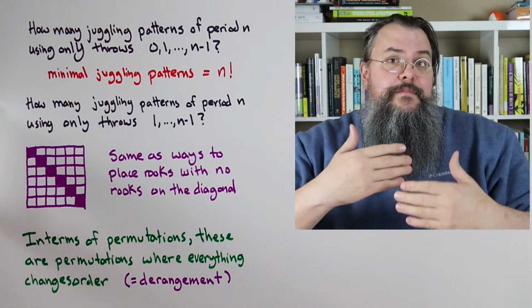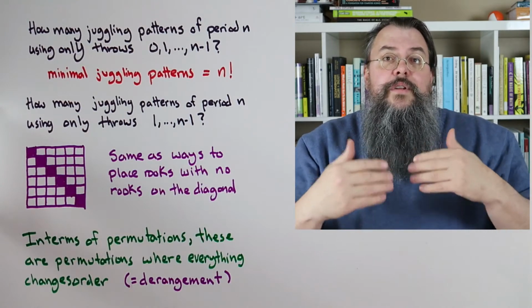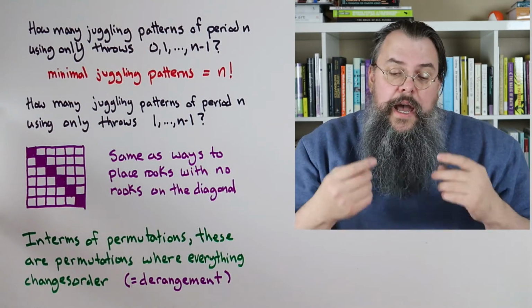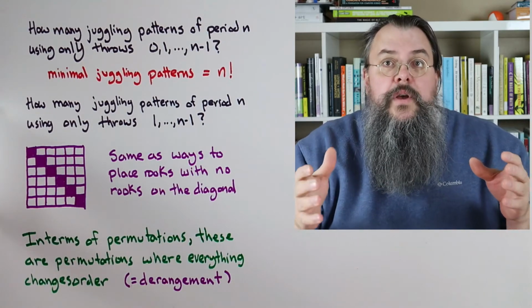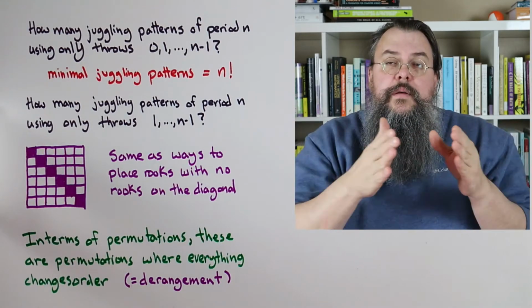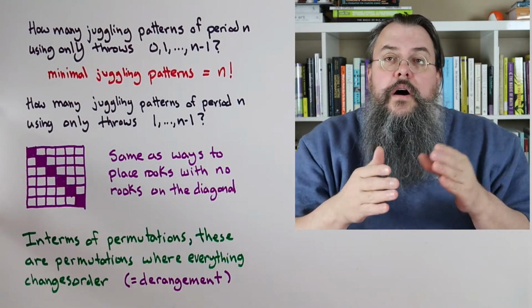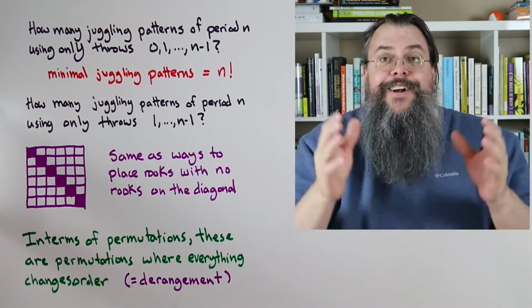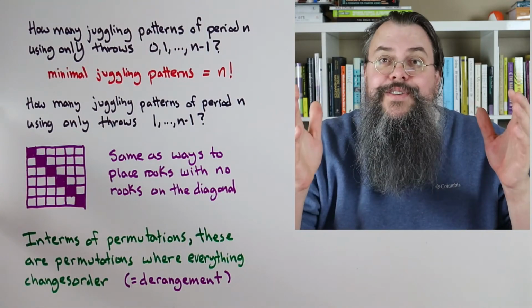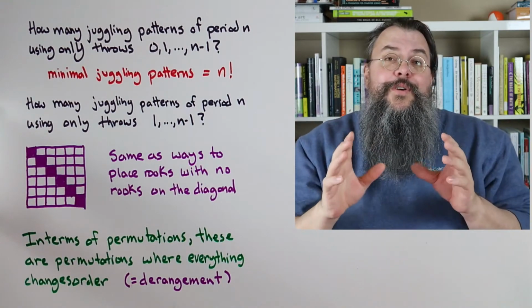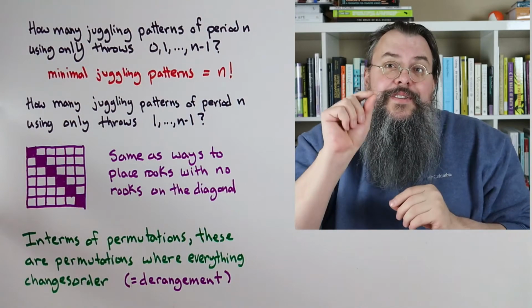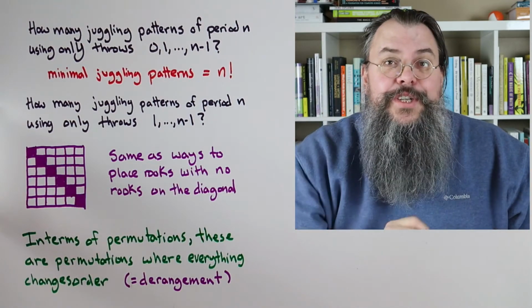When we talk about minimal juggling patterns, it really answers the question, how many juggling patterns are there of a certain period, let's say period n, where our throws can be anything 0, 1, all the way up to n minus 1? Well, we know the answer. N factorial.